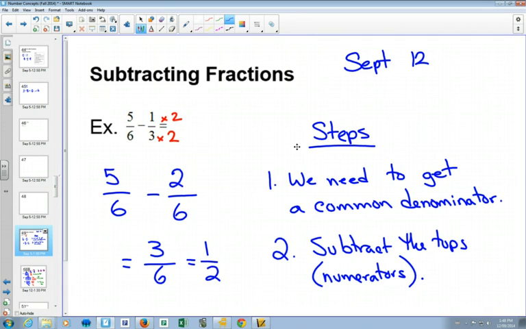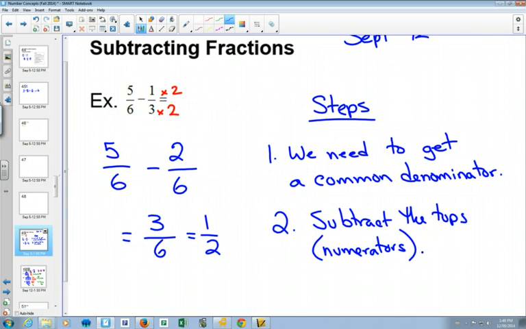And then this reduces to 1/2. So when we get our final answer, we're always also going to look if we can reduce. So as far as our steps, once I finish step 2, I'm finished subtracting, but step 3, we're going to reduce if possible.